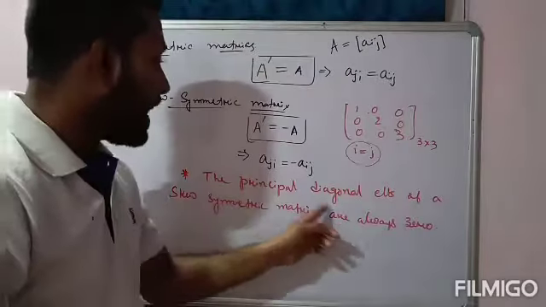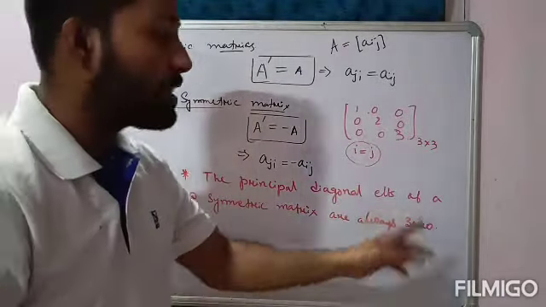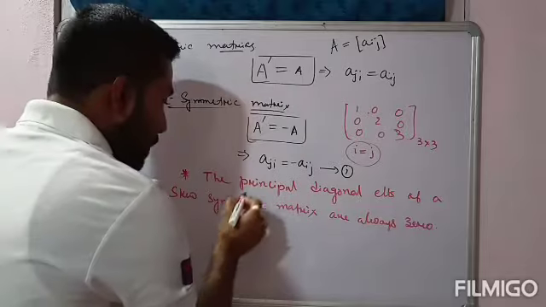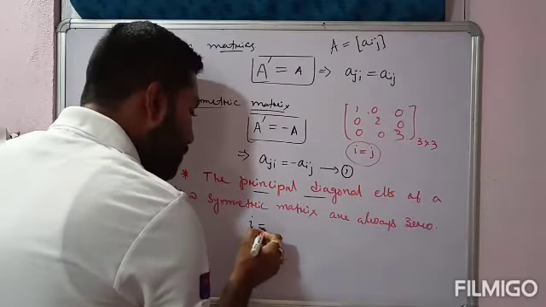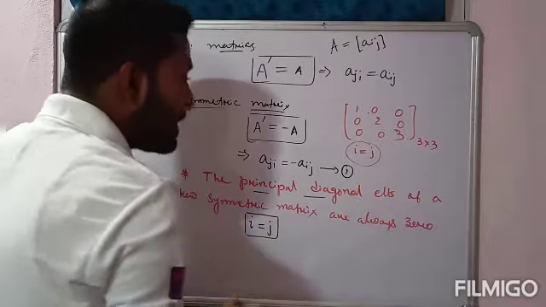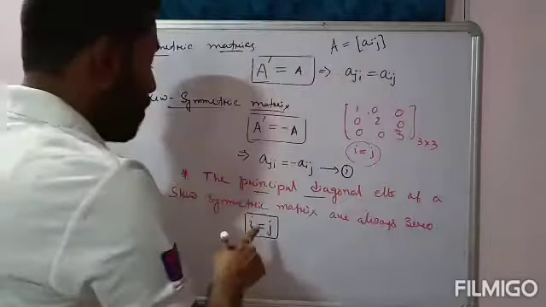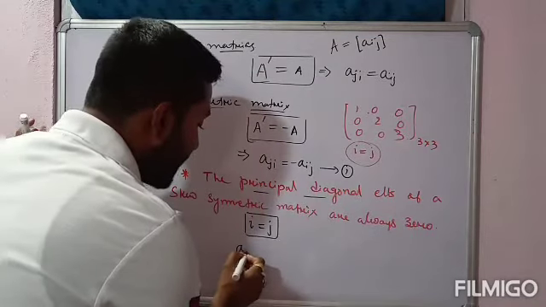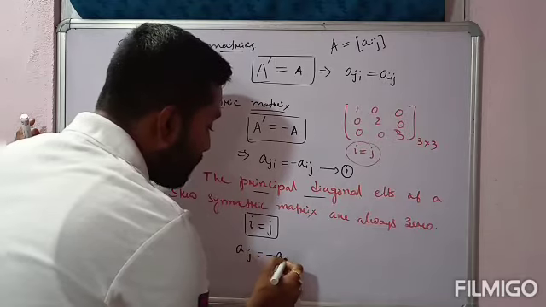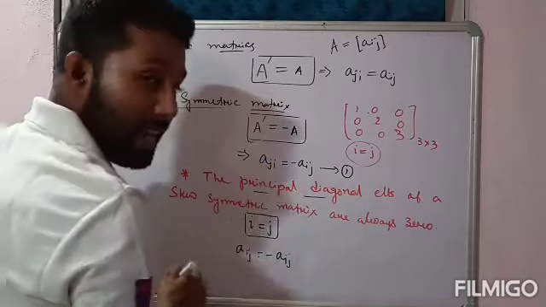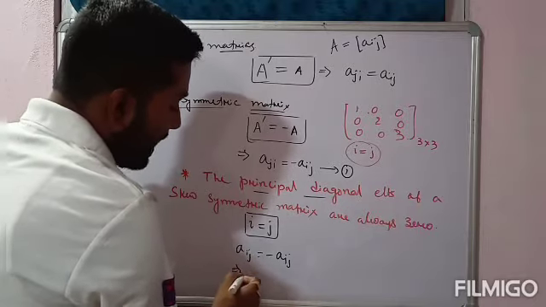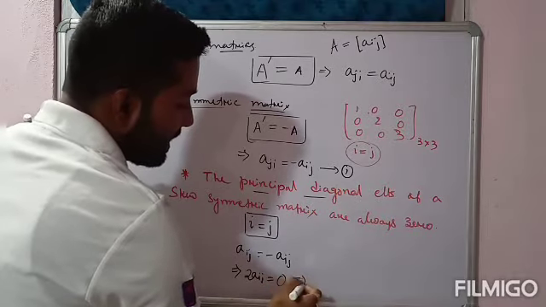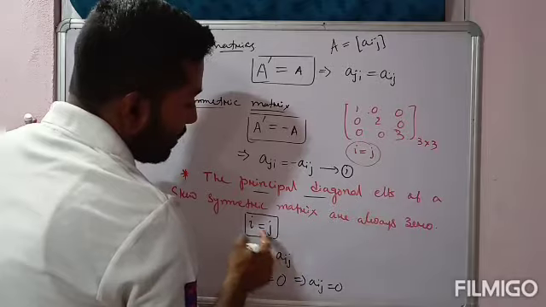So the principal diagonal elements of a skew symmetric matrix are always zero. Why? Because if I consider this one as equation number 1, principal diagonal means if I put i is equal to j, diagonal means i equal to j. Yes. So if I put i is equal to j in this equation, we can write it as aij is equal to minus aij. We can replace this j by i. So if aij is equal to minus aij, which means 2aij is equal to 0, that is aij is equal to 0 if i is equal to j.